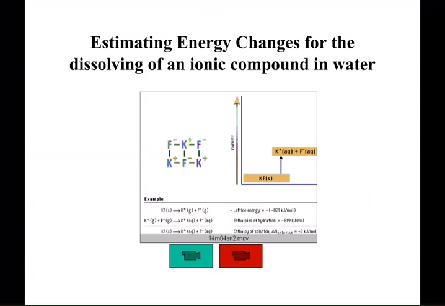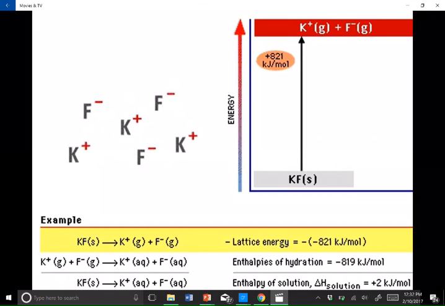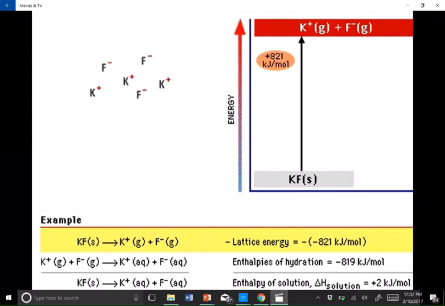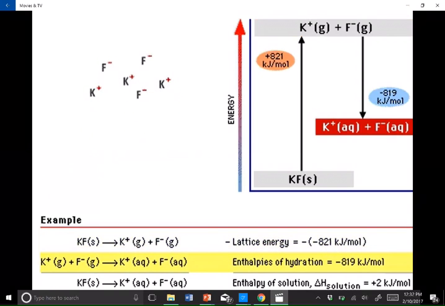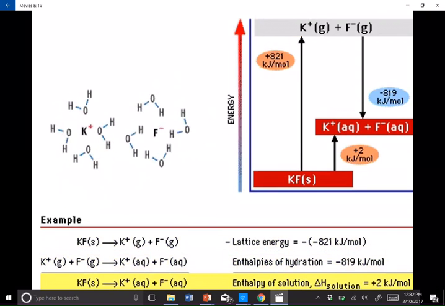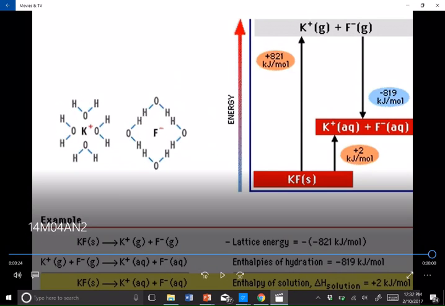So let's see what this video does. The dissolution of potassium fluoride can be thought of in 2 steps, although the reaction does not really occur this way. First, we imagine the potassium and fluoride ions separating. This is an endothermic process. Then the ions are hydrated. This is an exothermic process. The combination of these 2 energies is the enthalpy of solution.